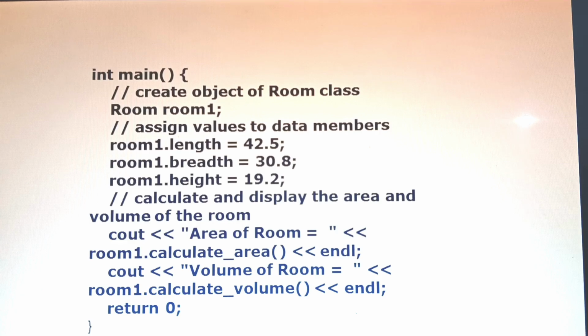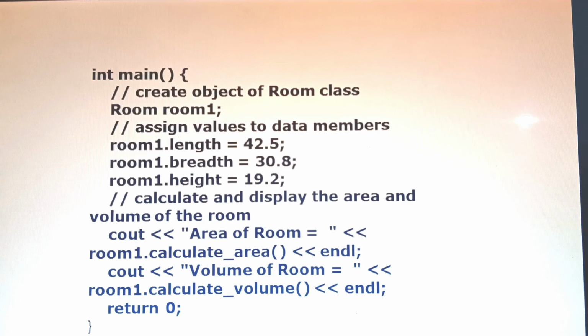Next is we have to assign the value for length, breadth and height. The class we only declare. We are not initializing the value or assigning the value. Through objects only we can initialize and assign the values. Give the length, breadth, height for value. Room 1 dot length is equal to this value. Room 1 dot breadth, room 1 dot height. Give the values. Okay. Now we initialize the length, breadth and height.